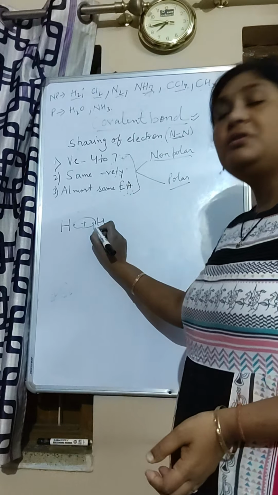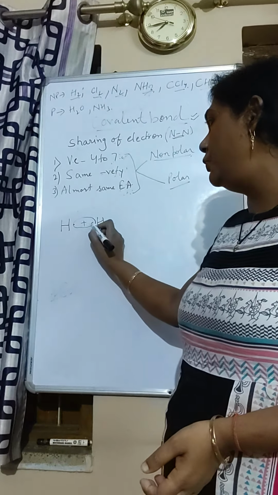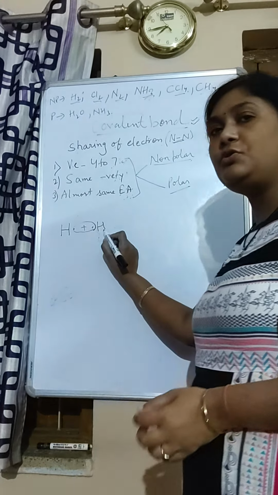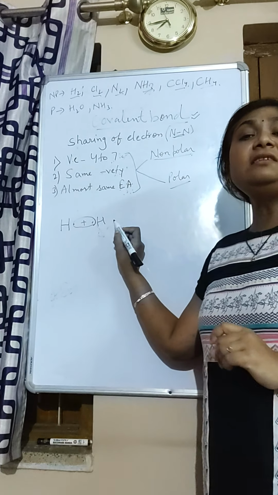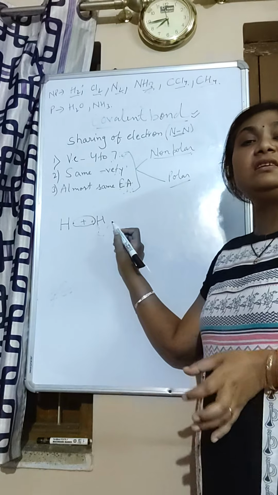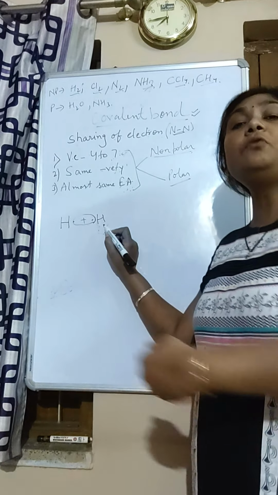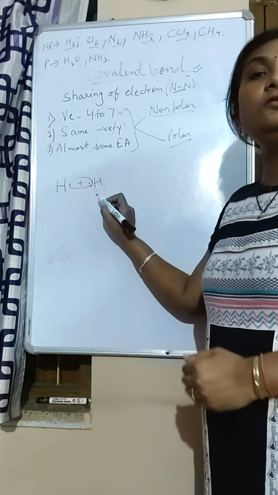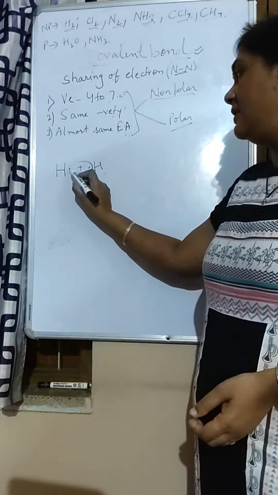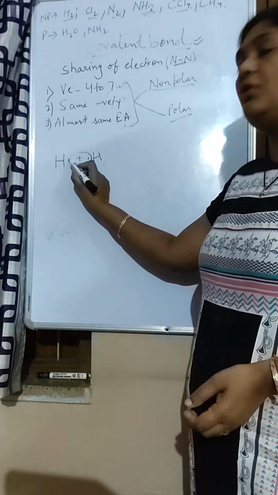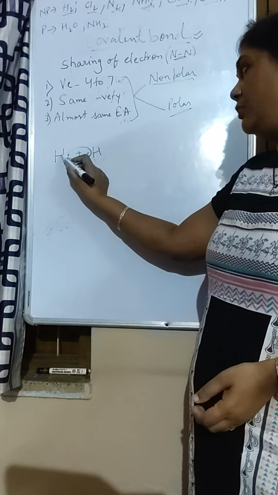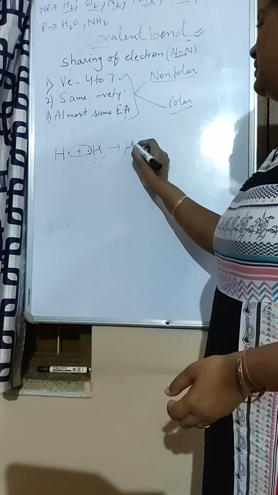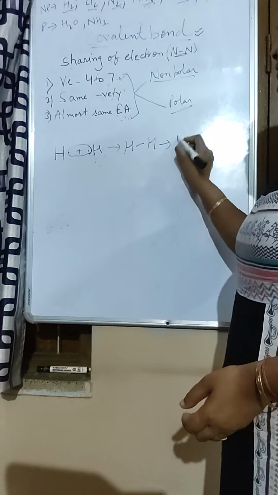In sharing, the shared pair belongs to both. This hydrogen has two, and this hydrogen also has two. It is something like two of you sitting on the same bench. Both of you share that bench, so the bench belongs to you as well as your friend. Same thing happens here: the shared pair of electrons belongs to both. Each hydrogen gets 2 electrons, so hydrogen develops a single covalent bond, H2.